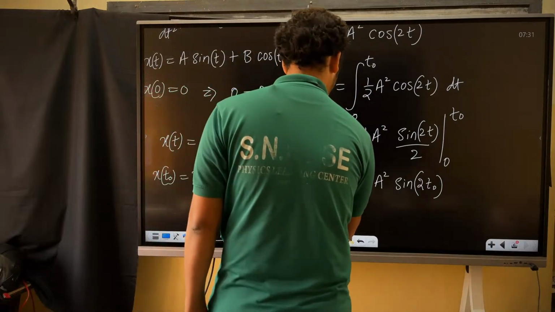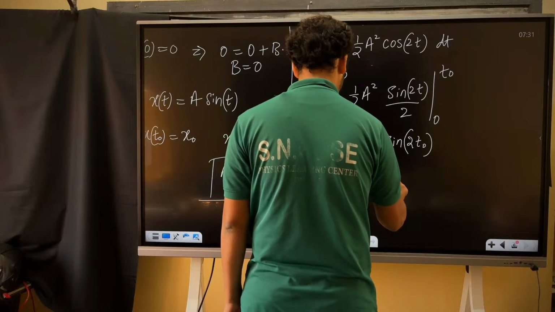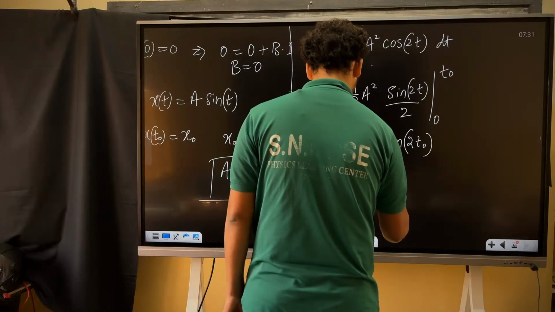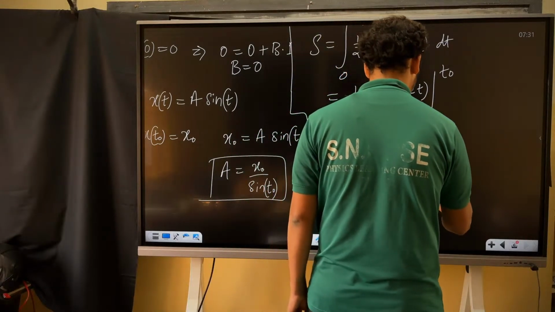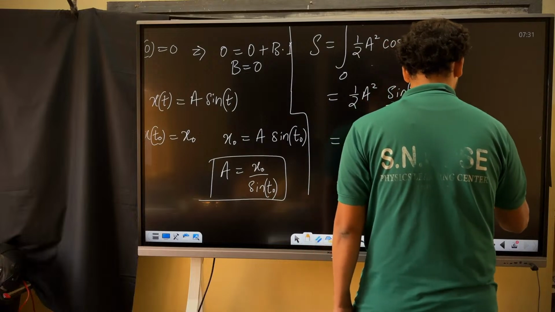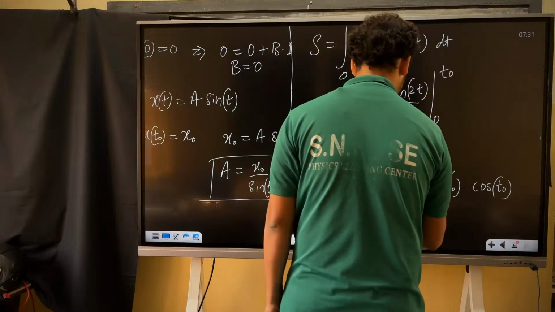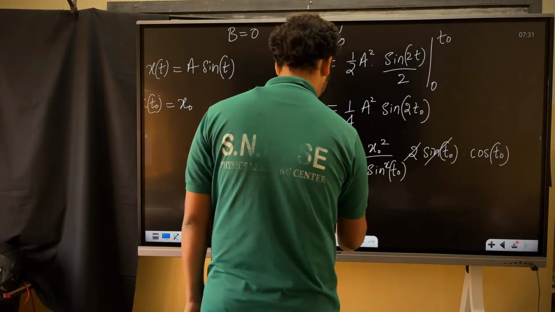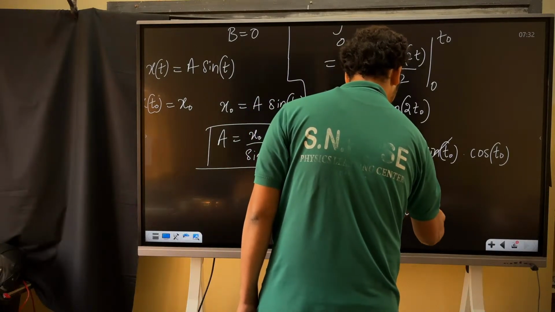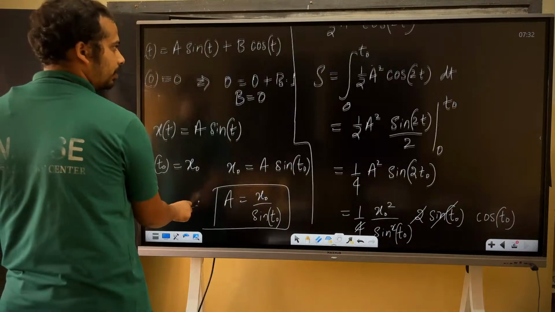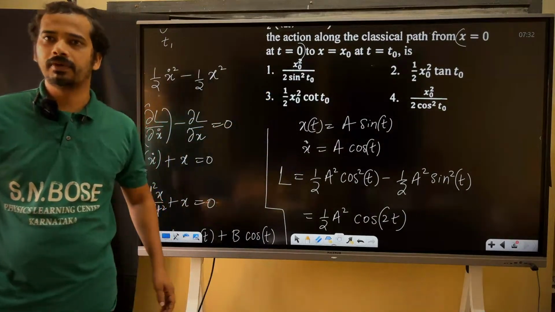Now substitute a square. So 1/4 of, okay, a square is x naught square divided by sine square t naught. Expand this sine 2t naught. What is this one? 2 sine t naught into cos t naught. Speak up. On the 2, one of the sines got cancelled. Okay, x naught square by 2 into cot t naught, isn't it? X naught square by 2 cot t naught. You have only one option. Fine.